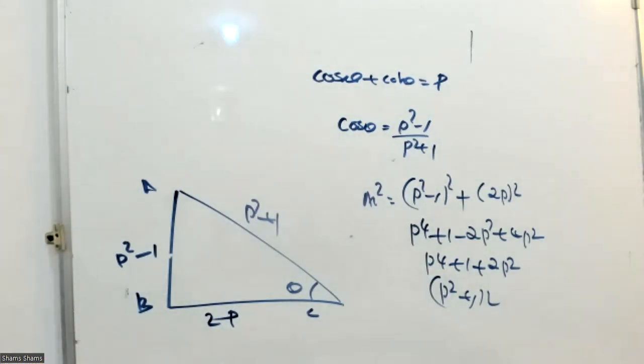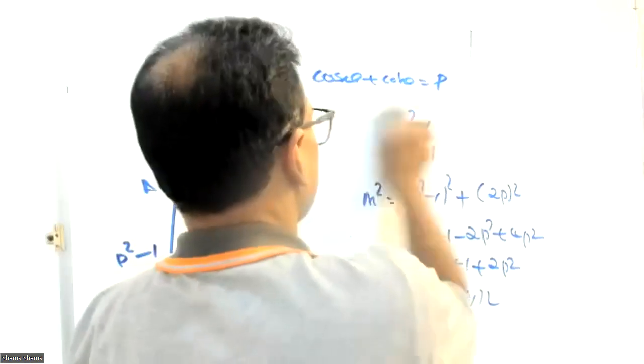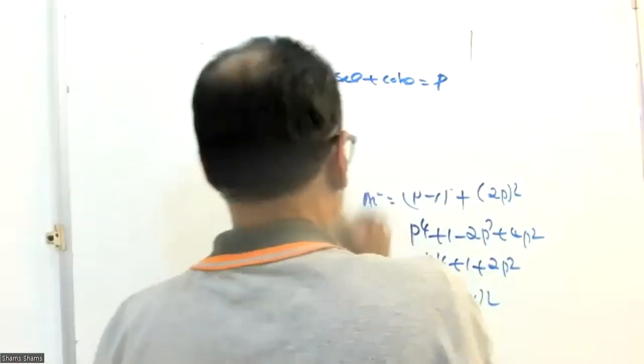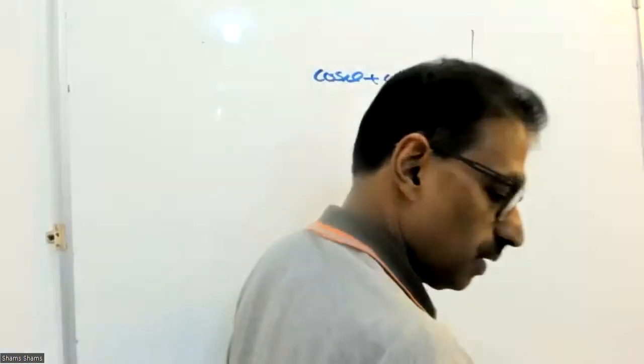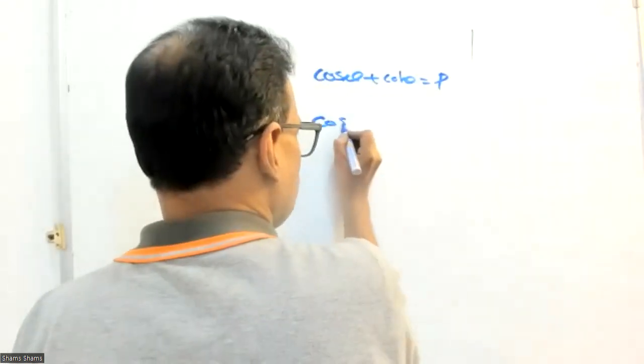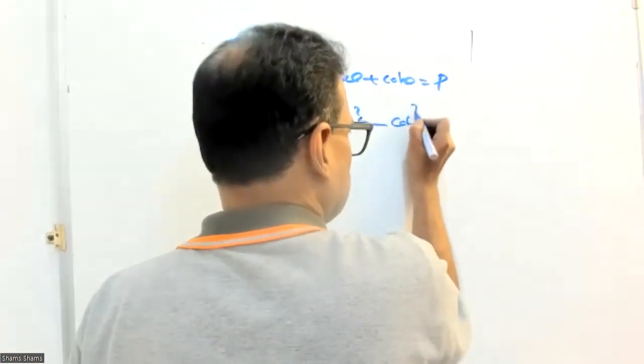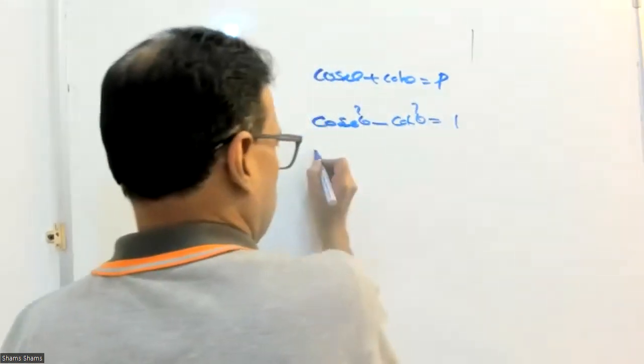Okay, this one finished. What answer did we get? P square minus 1 by p square plus 1. You got or not? Like the previous question? No. Exactly previous question. Look. Look at here. There is one identity: cosec square theta minus cot square theta equal to 1.